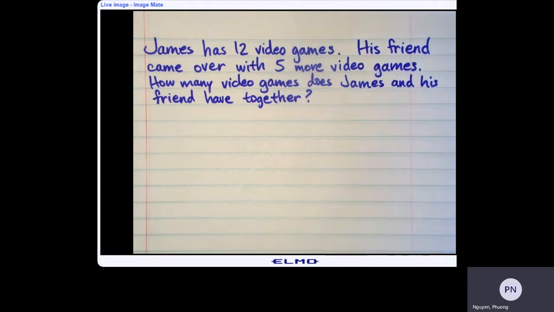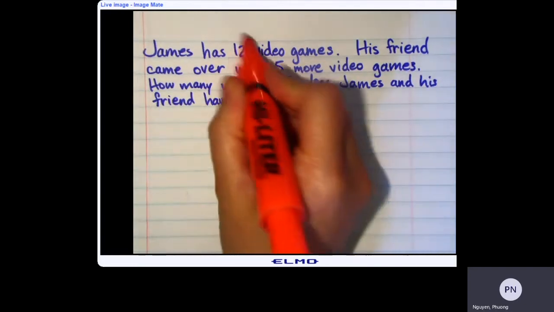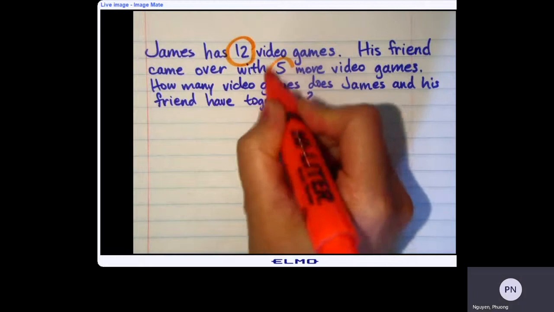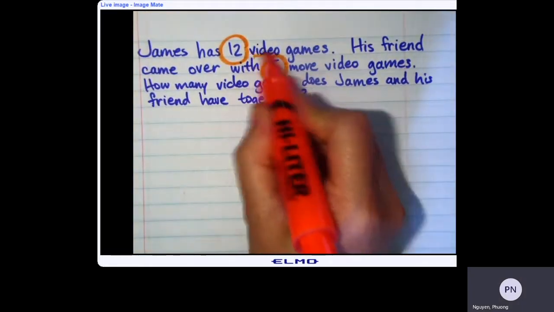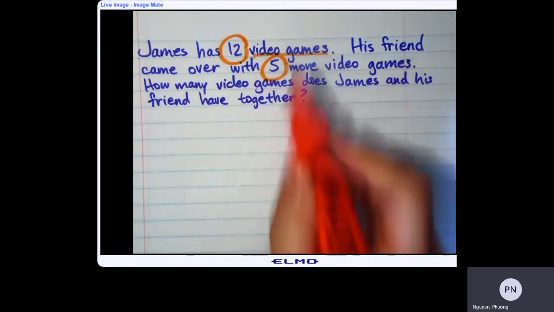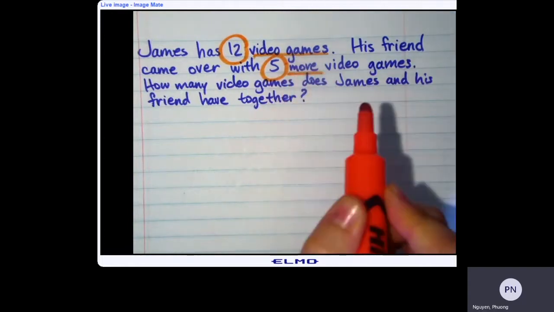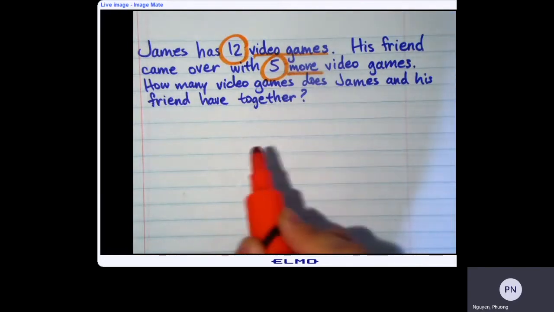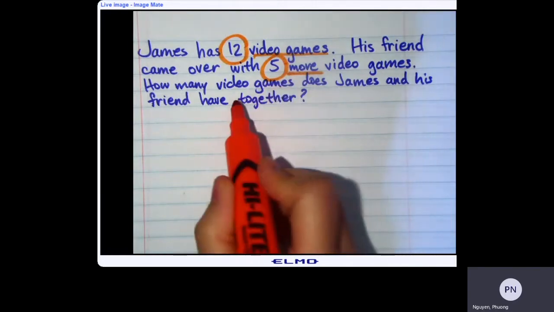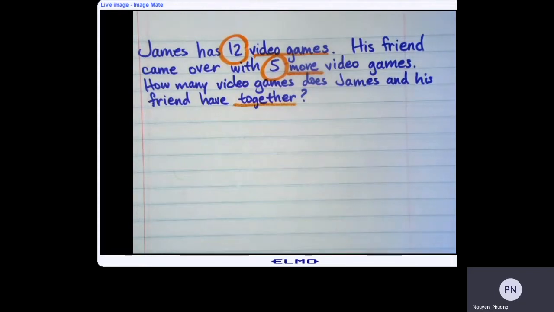Now, I know that I should circle the numbers, so the important numbers are 12 and 5. And underline keywords. He has 12 video games, and his friend came over with 5 more video games. More. I think that word more gives me a clue. How many video games do James and his friend have together? So that tells me that we're going to join. We're going to add.